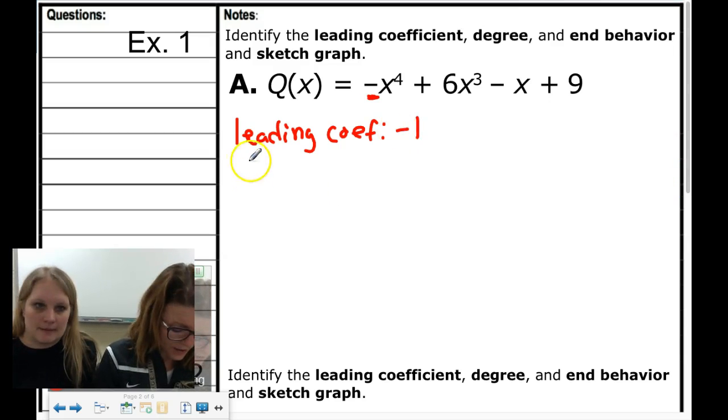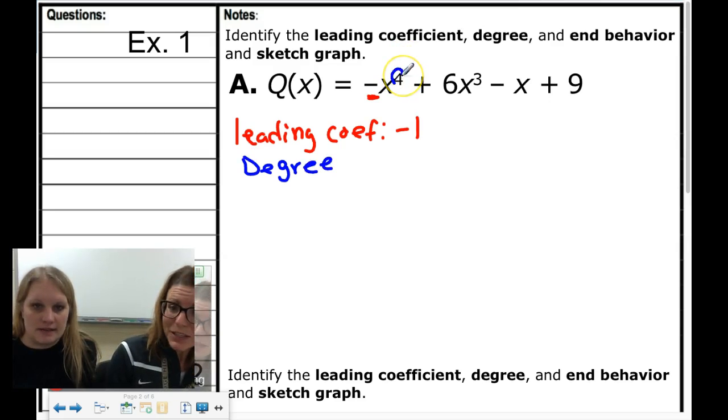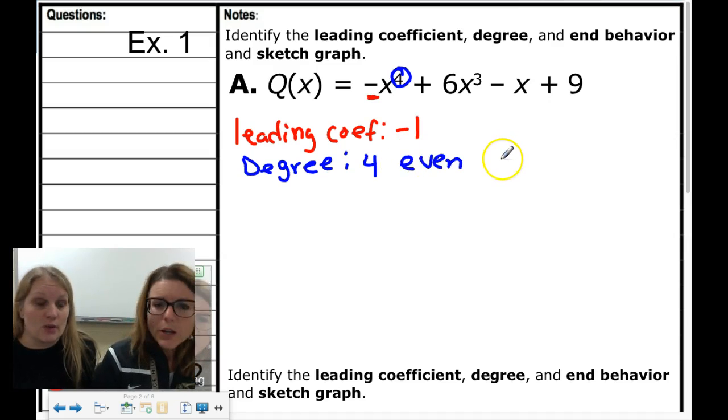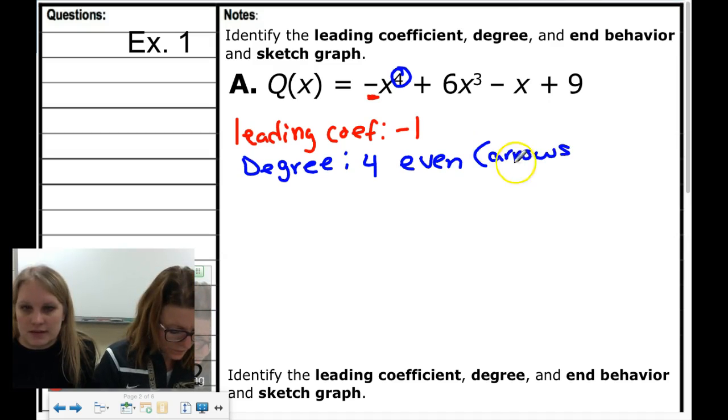The degree is going to be 4, which is an even number. So we can write 4, and next to that we can write even. So you all know that means our arrows are going to go the same way. So let's write arrows, same direction.